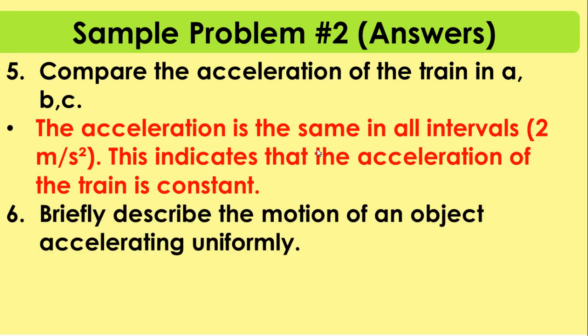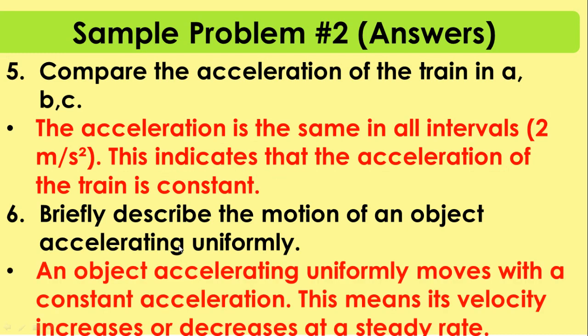Now, number 6, briefly describe the motion of an object accelerating uniformly. Now, paano po natin masasabi that there is a uniform acceleration? Now, an object accelerating uniformly moves with a constant acceleration. So, ano pong ibig sabihin nito kapag merong constant acceleration ang isang object? So, this means that the velocity increases or decreases at a steady rate. So, dahil nga po meron tayong constant acceleration, yung velocity niya pwedeng mag-increase or decrease at a steady rate. So steady lang, uniform lang yung binibigay niyang acceleration.